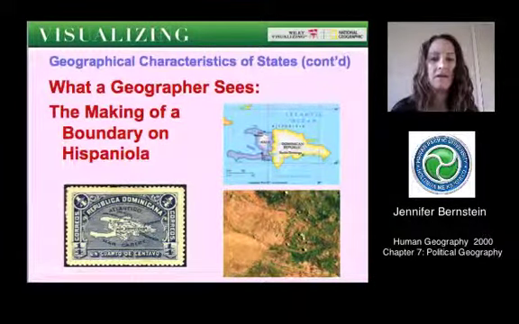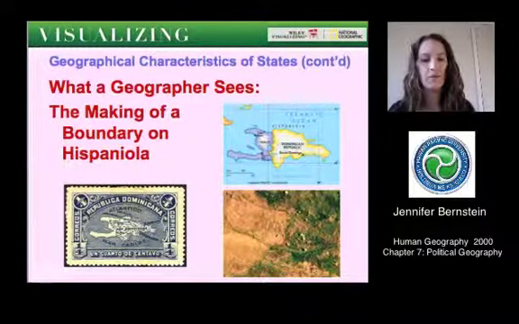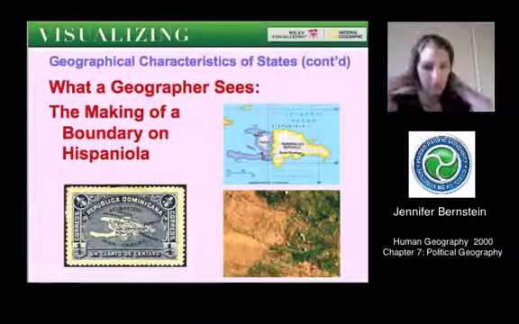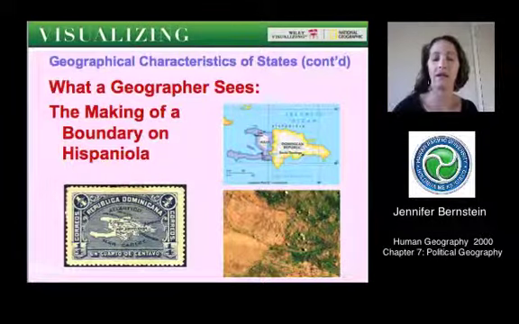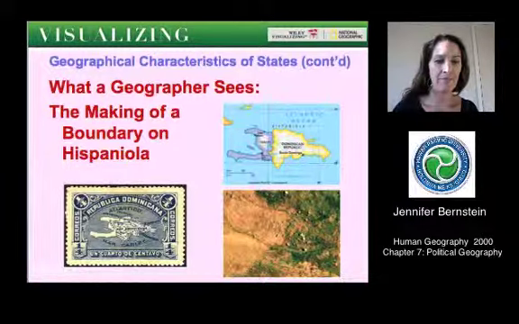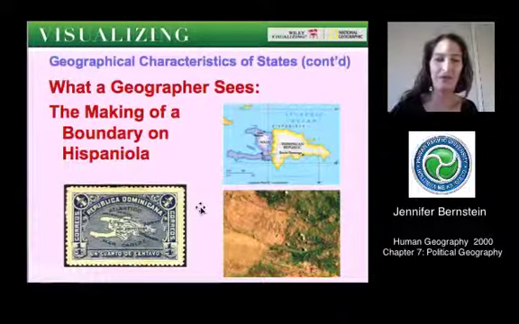Hispaniola. This is an example of the making of a boundary. Hispaniola is occupied by two states. The west is Haiti, and the east is the Dominican Republic. Both states got independence, Haiti in 1804 and the Dominican Republic in 1844, but they disputed the location of this boundary. If you look at this stamp, you can see that the Dominican Republic perceived the boundary very differently than on the map in the upper right. The release of this stamp caused huge political upheaval.